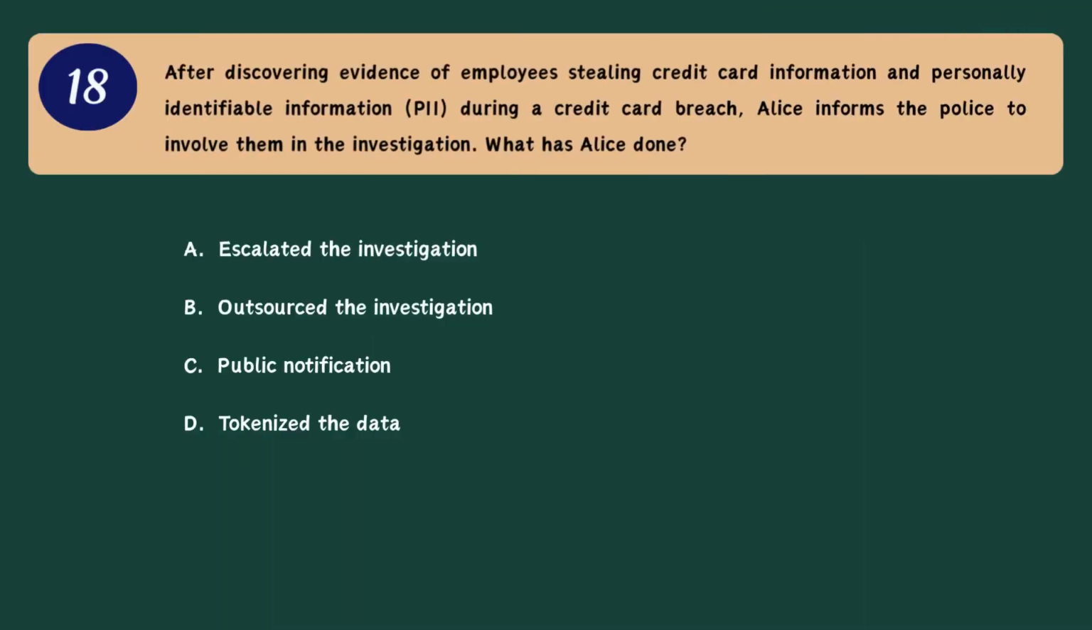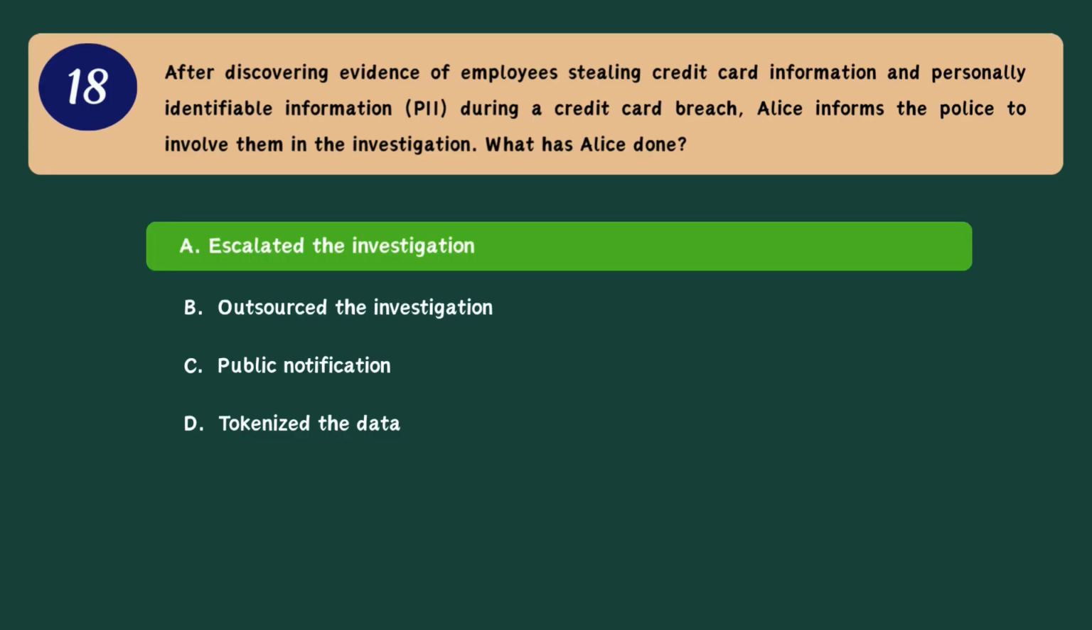Question 18. After discovering evidence of employees stealing credit card information and personally identifiable information during a credit card breach, Alice informs the police to involve them in the investigation. What has Alice done? A. Escalated the investigation. B. Outsourced the investigation. C. Public notification. D. Tokenized the data.